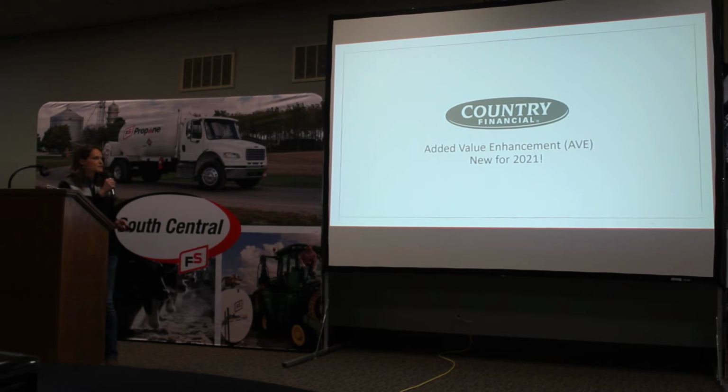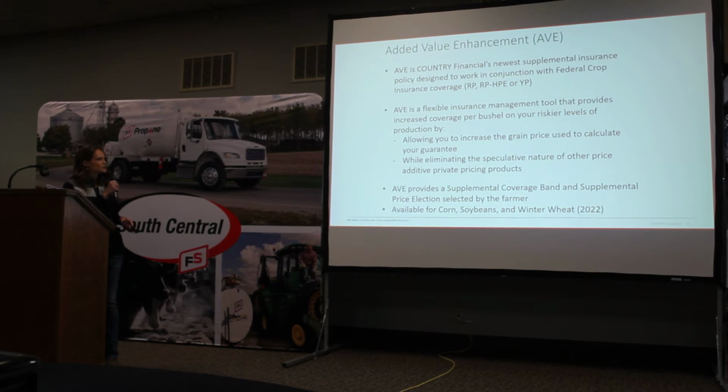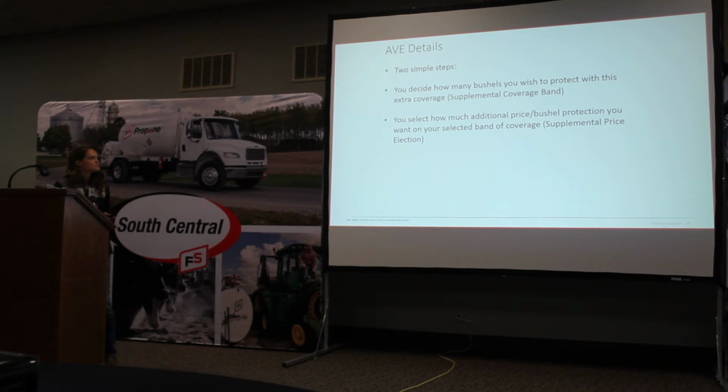Added value enhancement. The added value enhancement provides a supplemental coverage band and supplemental price election selected by you, the farmer. It is available on corn, soybeans, and wheat. Yeah, so this one really intrigues me. This is pretty simple as far as I can understand it. It's two simple steps. You get to pick as the farmer. This is the big thing.